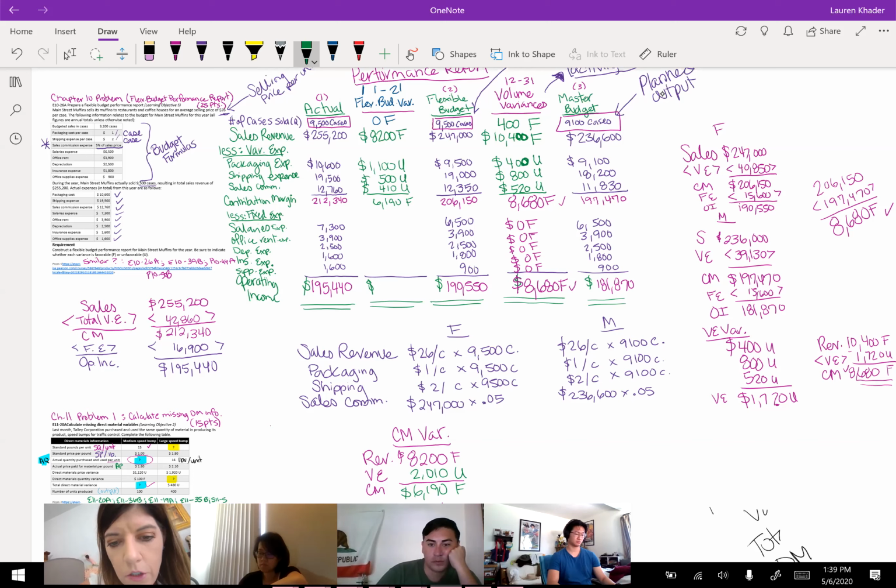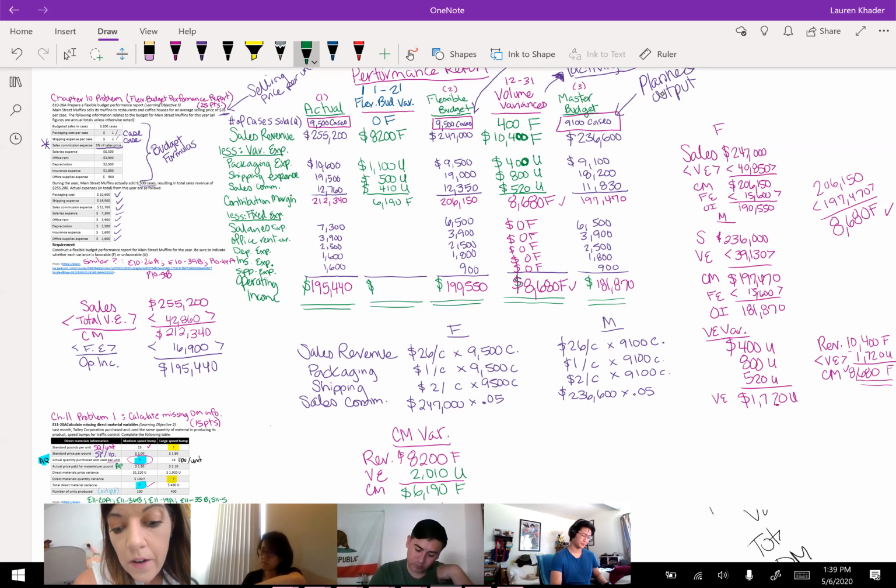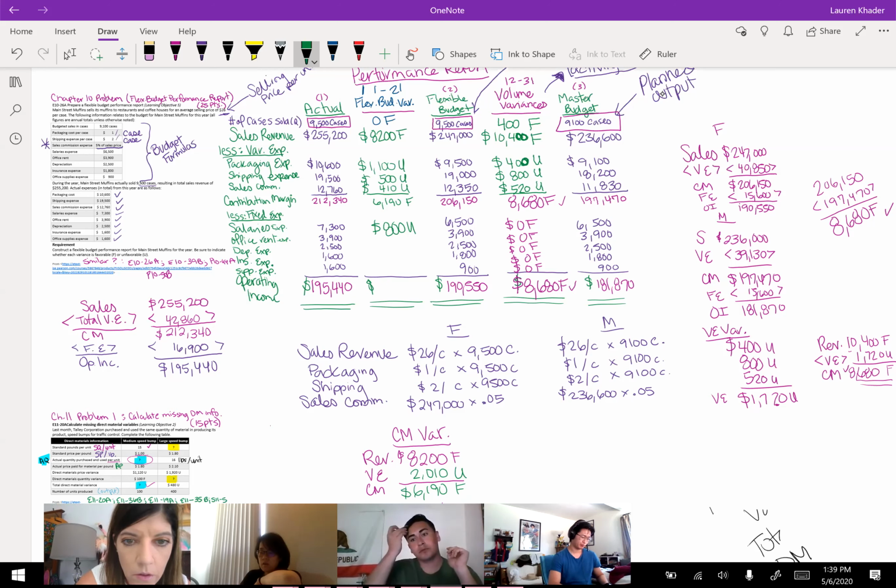For fixed expenses, you're doing the same thing. Salaries expense, 7,300 versus what you should have incurred, 6,500. Higher or lower than you should have spent? Higher. So $800 unfavorable, correct. You may have incurred some overtime or maybe training hours, so you had additional hours. Or it could have been related to that additional packaging expense, right? Something you would want to investigate.